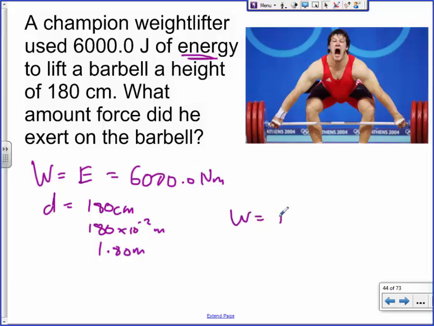Okay, work equals force times distance, 6,000. I'm just going to skip a step here. You guys can probably handle this. Divided by 1.80 meters. Yeah. Cancel out the meters.